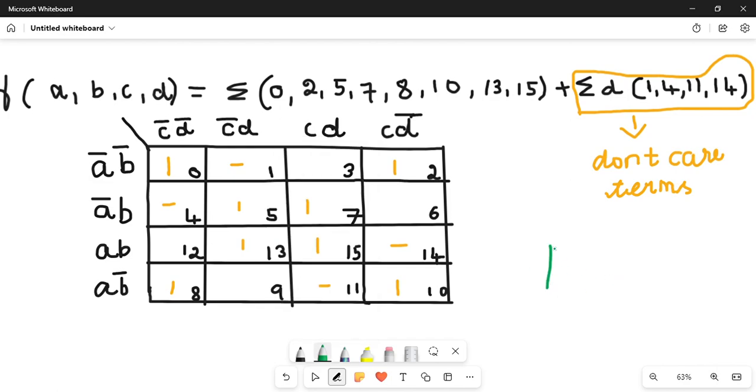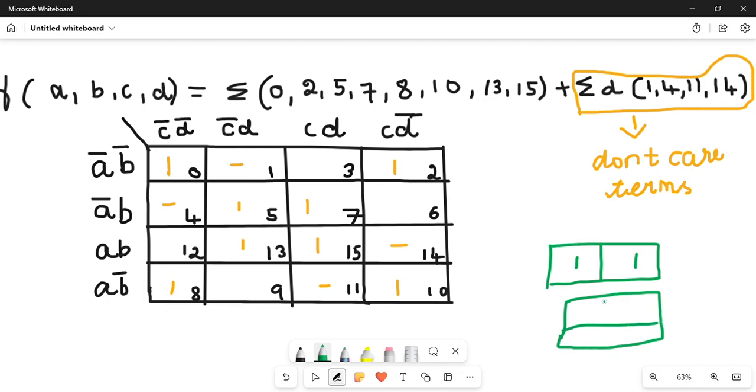Now let me consider a group of 2. In the case of a group of 2, if you have two cells having two 1s, you can group them and make a group of 2, right? So in the case of a group of 4, what are the cases of a group of 4?